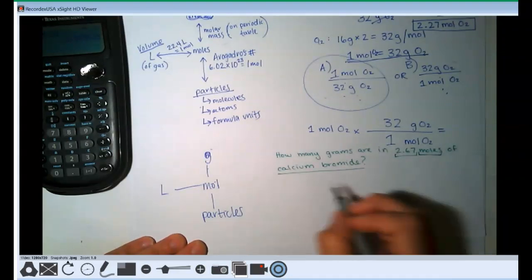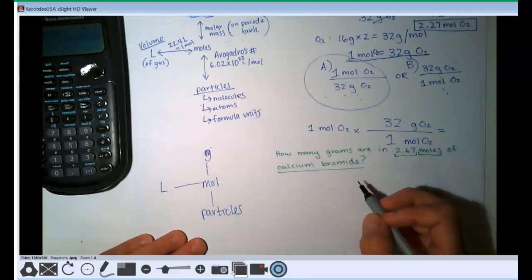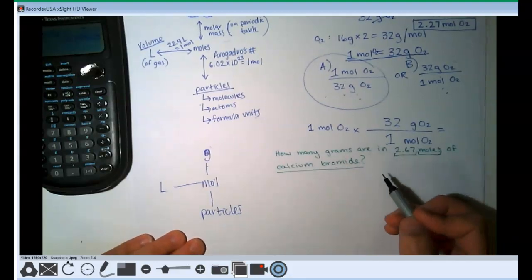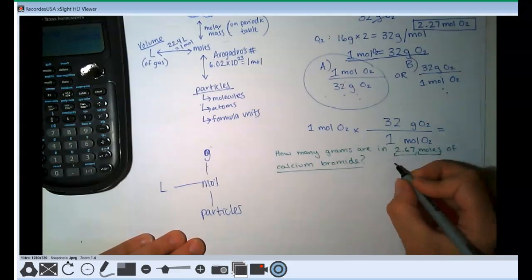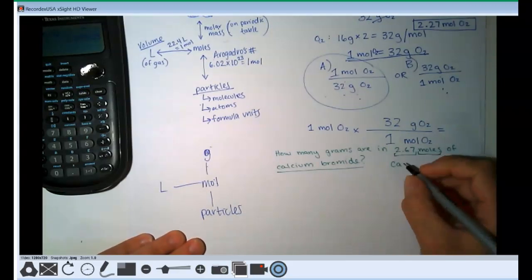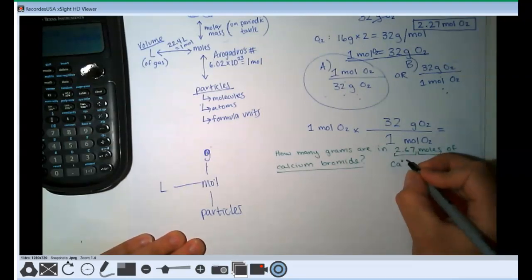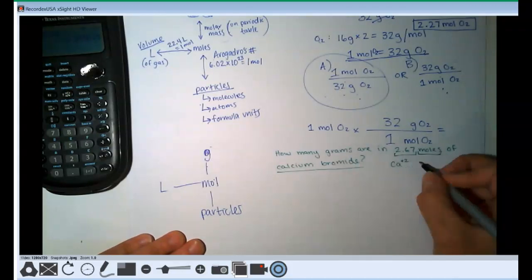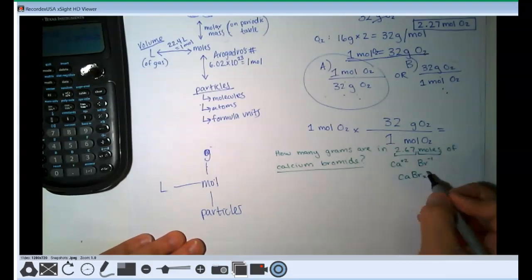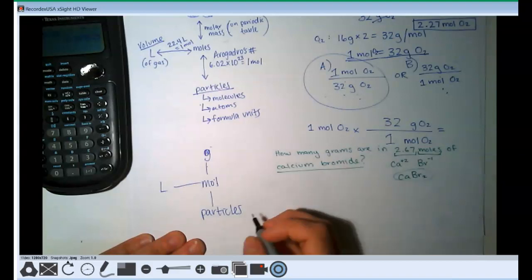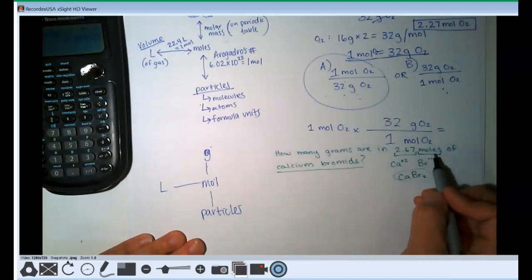But before I write that out, I don't want to have to write calcium bromide out every time, so I'm going to go ahead and do my crisscross to figure out my formula. So we have Ca, calcium. If you look at your periodic table, it's in group 2, so it has a +2 charge. And then bromine, Br, has a -1 charge. So when we crisscross, we get Ca1 and then Br2. So now that I have this formula, now I'm going to write out my given value, unit, and substance.